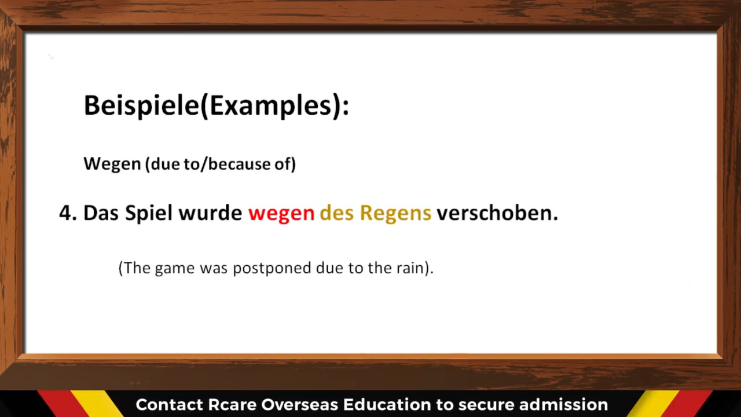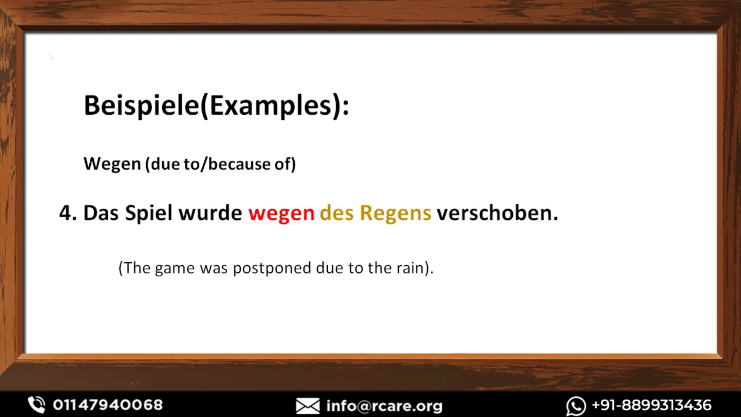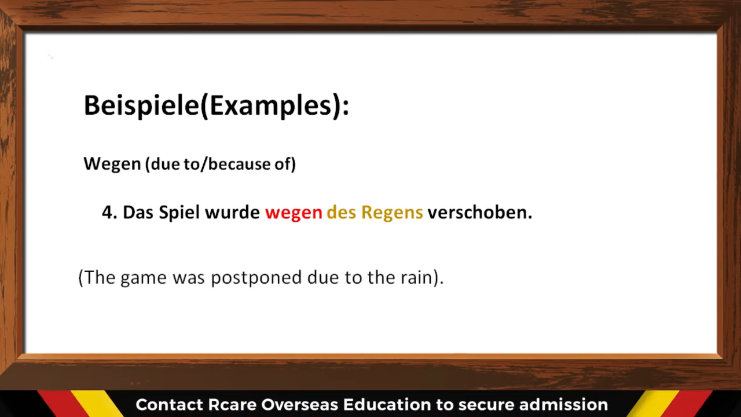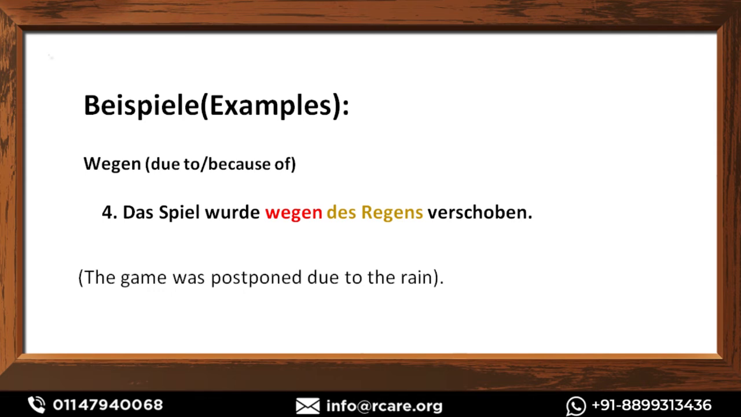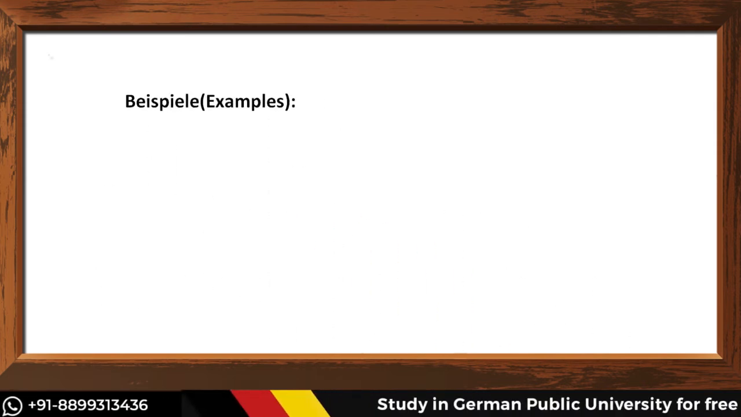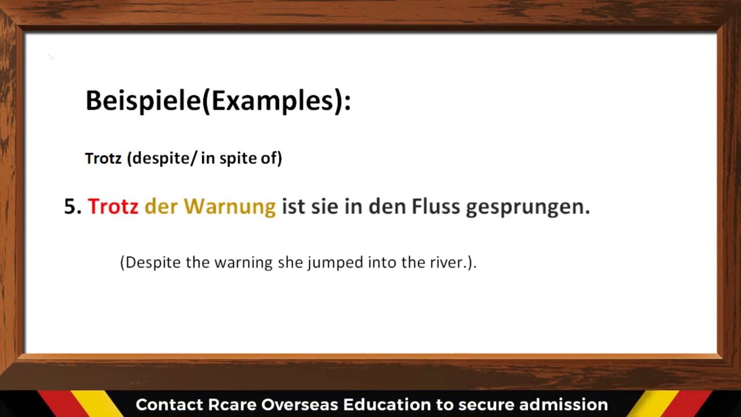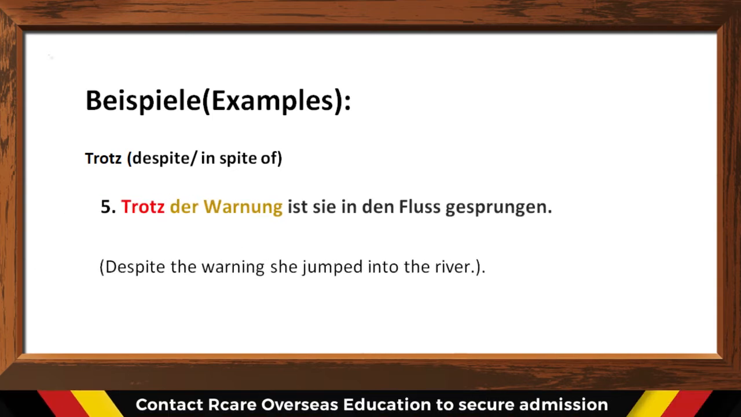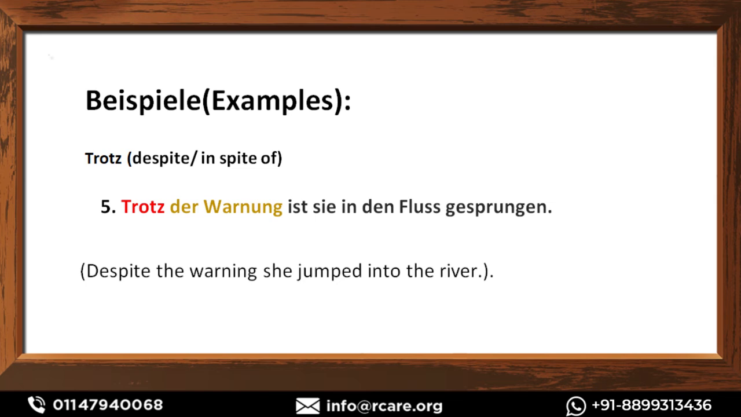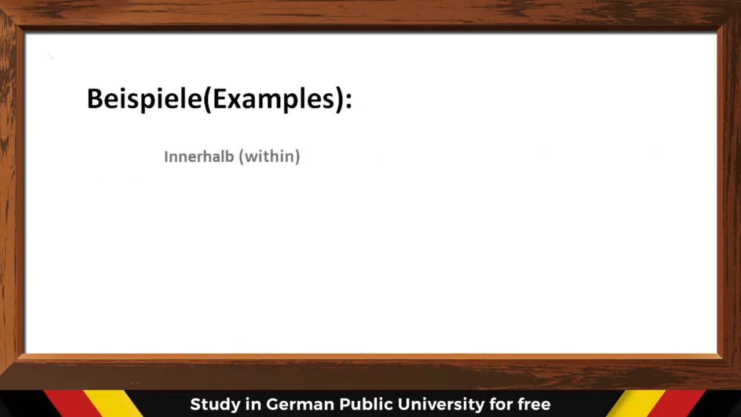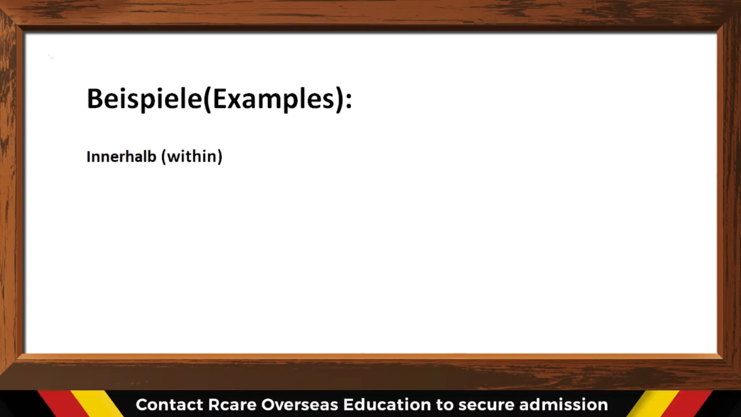Das Spiel wurde wegen des Regens verschoben. The game was postponed due to the rain. Now, since wegen is a genitive preposition, I have used the article des. Next example. Trotz der Warnung ist sie in den Fluss gesprungen. Despite the warning, she jumped into the river. Another example of a genitive preposition with a feminine noun.